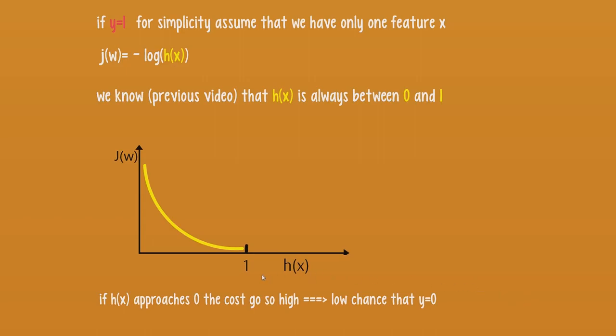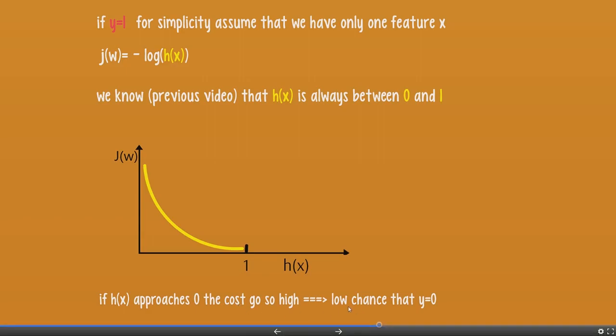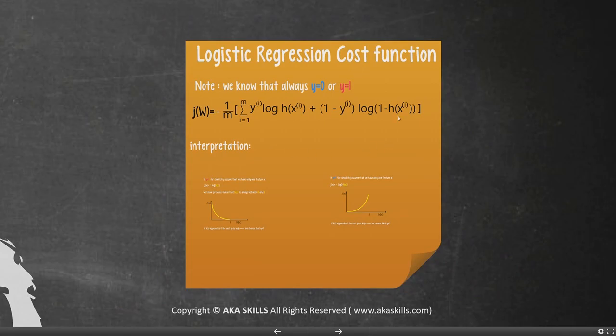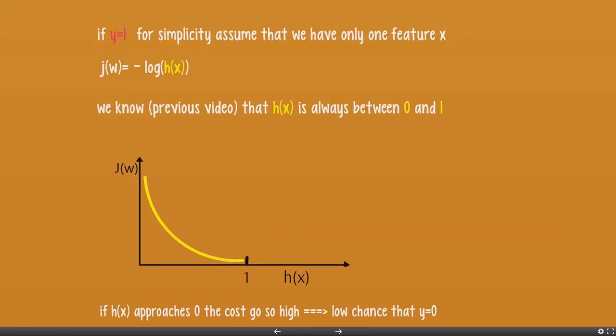So we have a low chance that y equals 0. That means h of x must go to 1. So that's the interpretation. This function is really smart, because it's concluding all of this. Let's see the second part.